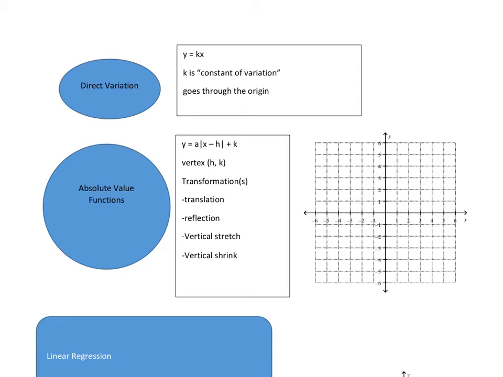So just to recap, the direct variation equation is going to be y equals kx. It's going to be y equals the number k times x. This k is the constant, which is just a number. So to get the k, you need to do y divided by x.